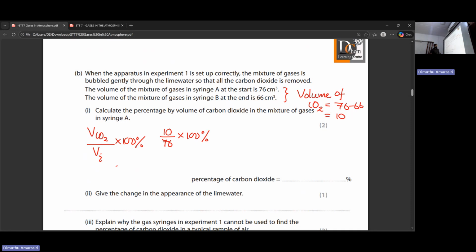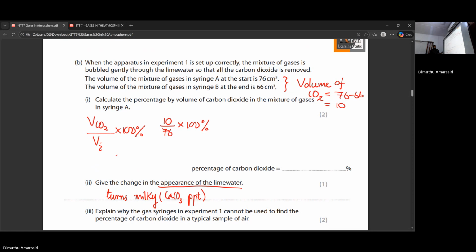So what will happen to the appearance of lime water? It turns cloudy, or milky. It turns milky because calcium carbonate precipitates.